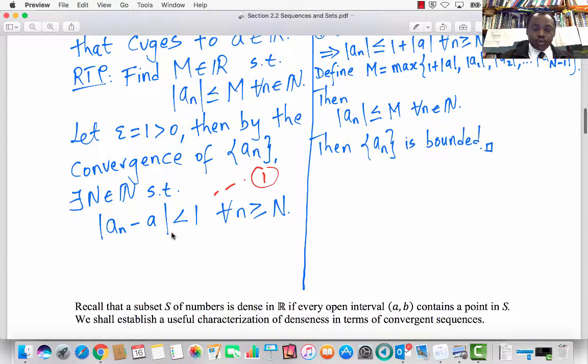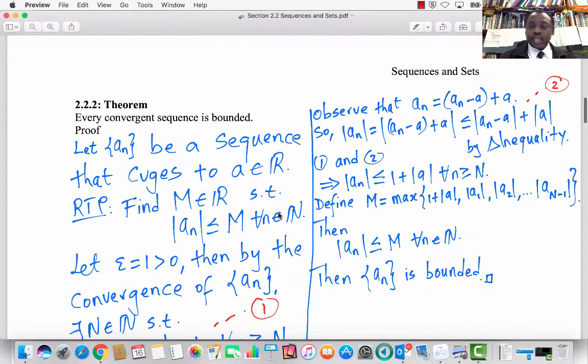Look at inequality 1. The absolute value of a_n minus a is less than 1, and that holds for every natural number n greater than or equal to uppercase N. Bring that into inequality 2, this quantity right here, we end up with the absolute value of a_n is less than or equal to 1 plus the absolute value of a, and that holds for every integer n greater than or equal to uppercase N.